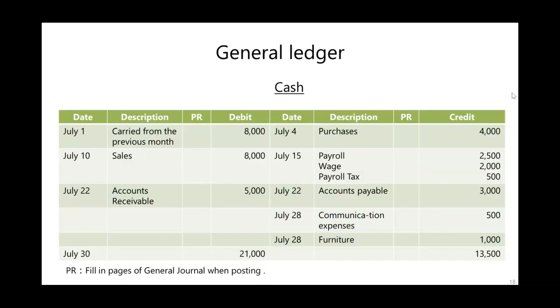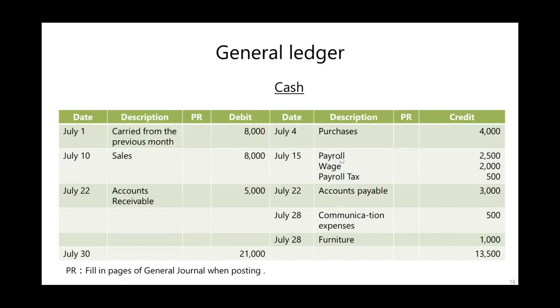And this is the example of cash. So on the debit side, when cash is increased, it should be recorded in the debit side. And in this description, the counter account of the debit side is recorded. For example, July 1st is just the carried balance from the previous month.